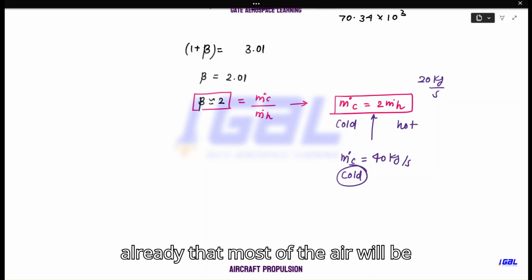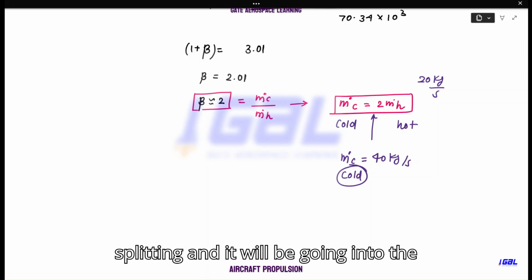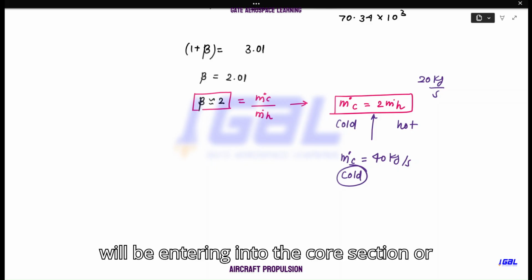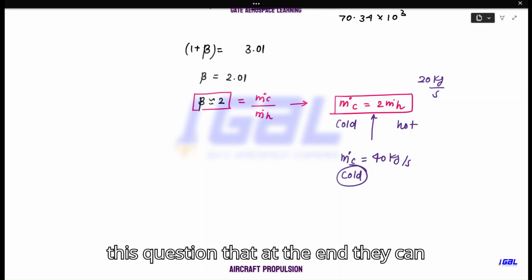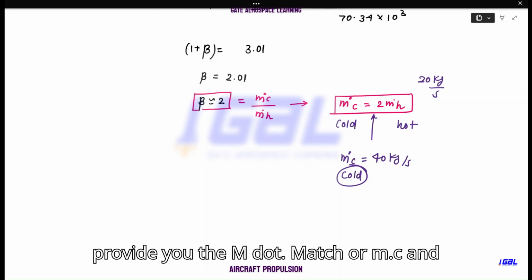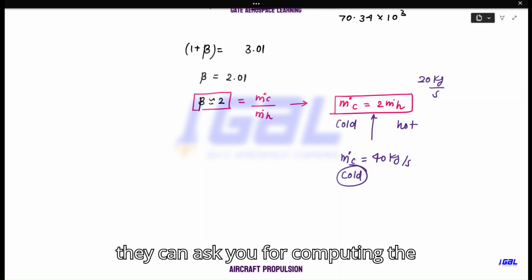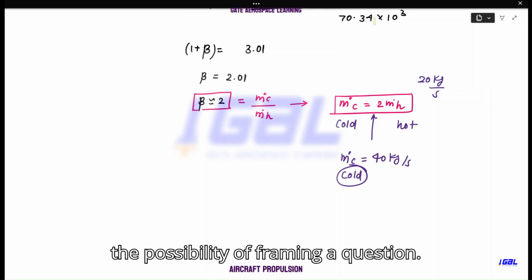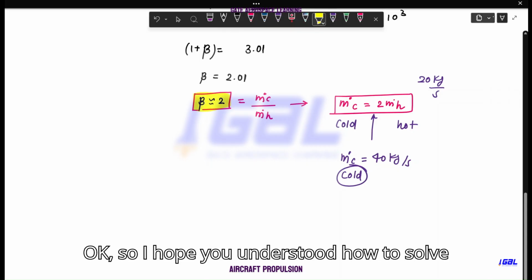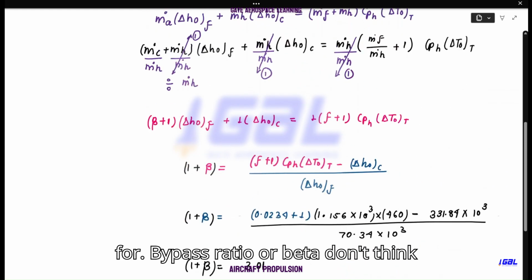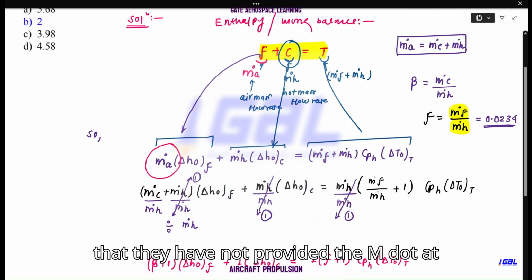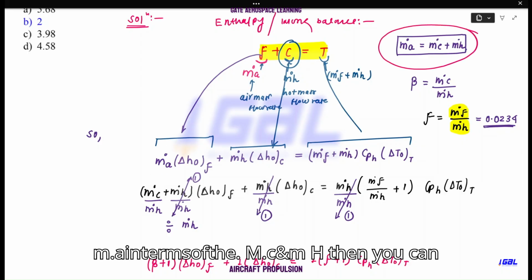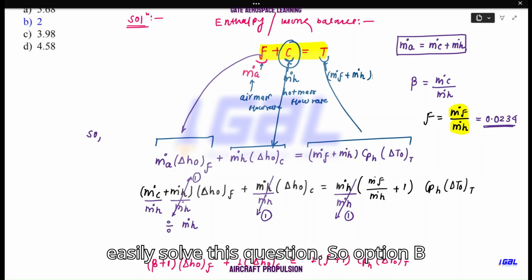I told you already that most of the air will be splitting and going into the cold section, and a small amount of the air will be entering the core section or hot section. So they can also frame this question so that at the end they provide you M dot H or M dot C, and ask you to compute M dot C or M dot H. Simple. So this can also be a possibility of framing a question. I hope you understood how to solve for bypass ratio or beta. Don't think that if they have not provided the M dot A, then how will we solve the question. You need to break down this M dot A in terms of M dot C and M dot H, then you can easily solve this question.